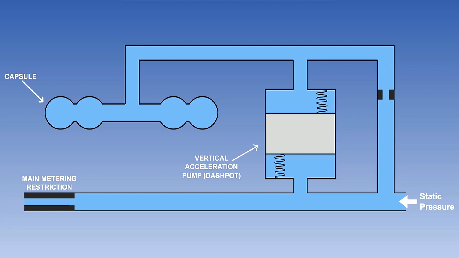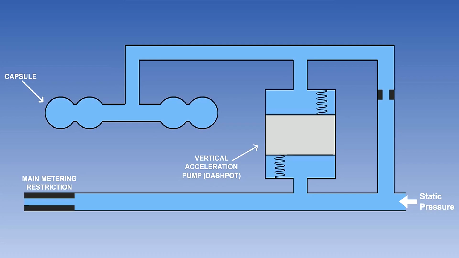Inside the dashpot is a piston which is centered by springs. As a climb or descent is initiated, the inertia acting on the piston in the dashpot displaces the piston, causing an immediate differential pressure. Once the climb or descent is established, the piston is slowly reset by the dashpot springs, and the pressure differential is maintained by the metering unit.